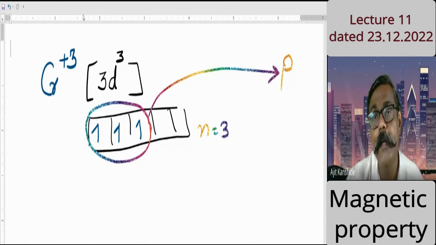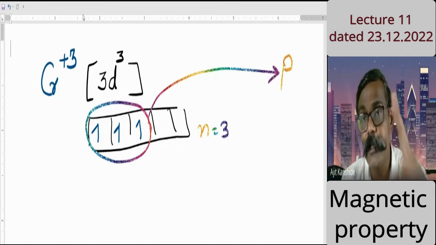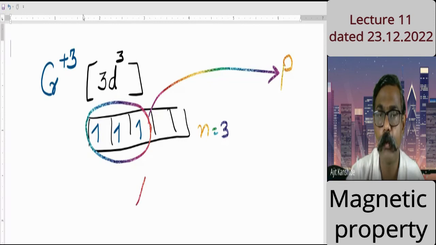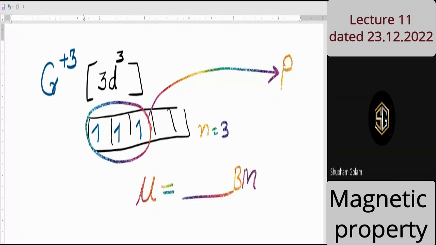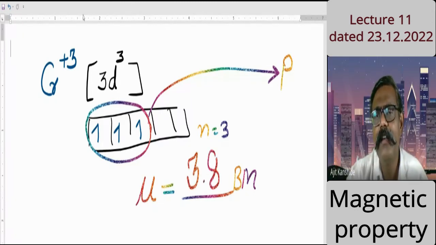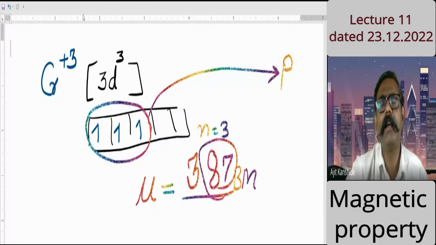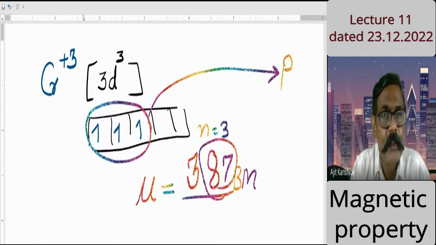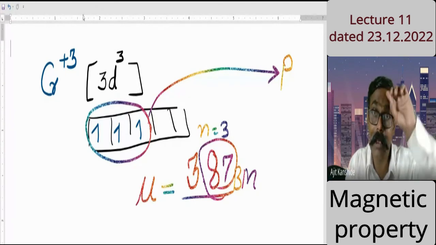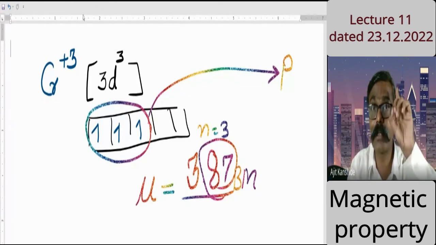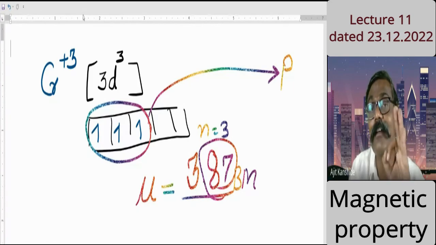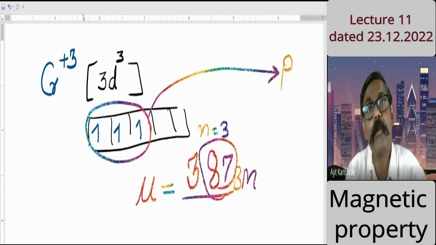It is a qualitative answer, but I want a quantitative answer. Now tell me, what will be its magnetic moment, approximately? 3.87. Good. It's approximate, meaning 3 and some more will be there. It is expected; if the complex changes, it varies. But at least we got a good idea. What's the conclusion from this? Whatever assumption we made, the spin-only formula is right. Only spin, orbital motion we have not considered.